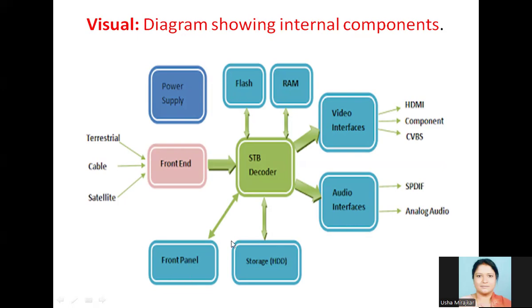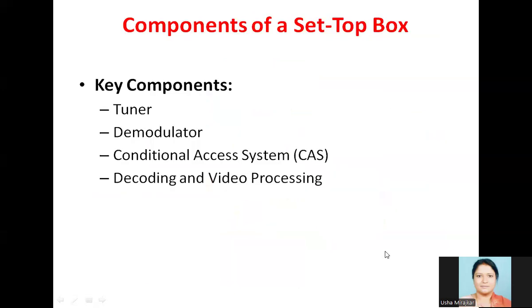And here we have the storage for the set-top box, the hard disk drive. And there are two interfaces: one is the video interface and the other is the audio interface. In the video interface, HDMI, components and CVBS. And the audio has SPDIF and the analog audio signals. These are the connections for the video and audio interfaces. Here the flash memory and the RAM will be there. And this is the power supply, which will provide the supply to all the parts. This is the basic block of the set-top box.